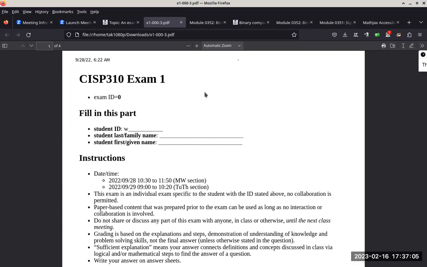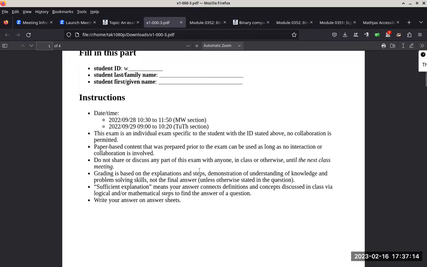So that's why I sent you this file way ahead of time, so that you have some time to look at this and try to come up with the questions. All right, so first thing is to read all the instructions.